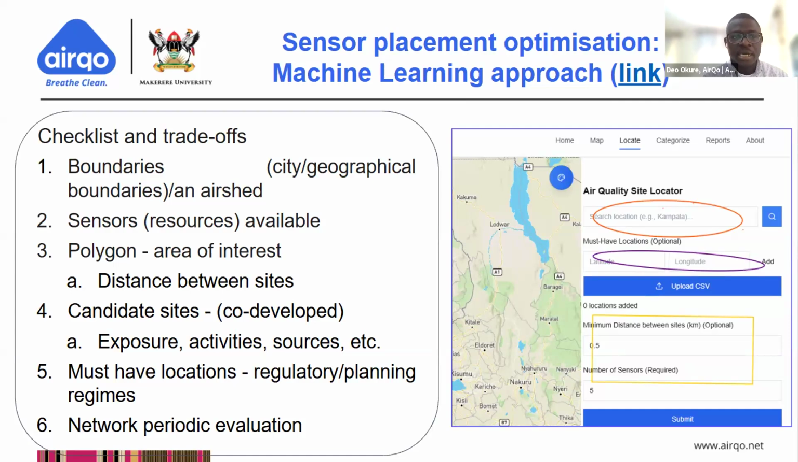And secondly, understanding how many sensors you have at hand. In other words, you can't have too many sensors. If you have 20 or 30 sensors, how many do you have available? That's critical information to have.